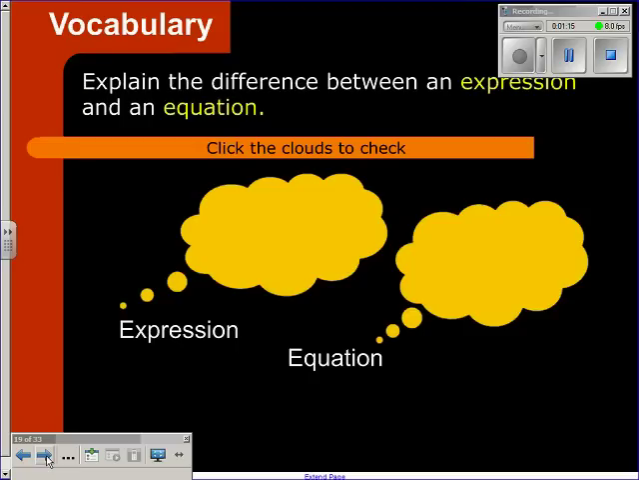So if we talk about the difference between an expression and equation, I want you to pause the video right now, and I want you to think about what the biggest difference would be between an expression and equation, and then come back and check and see how your thoughts match.